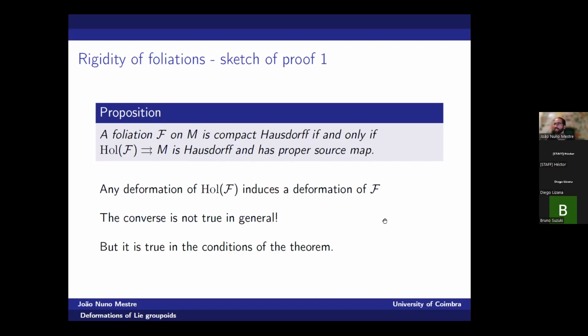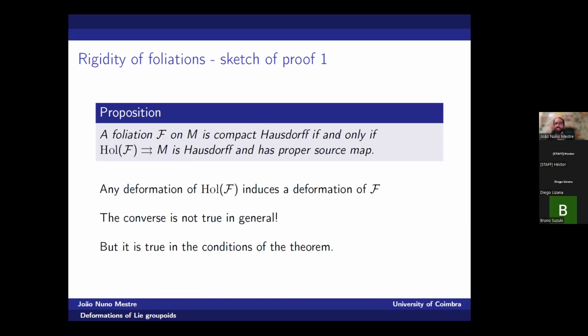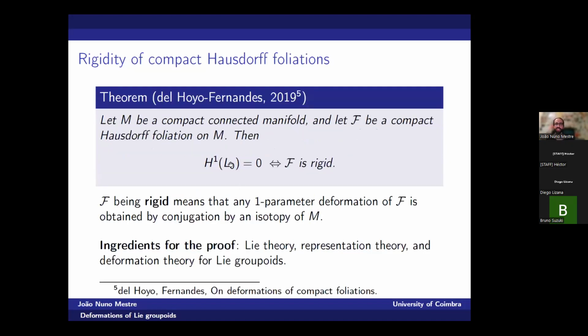On the other hand, and this is explained in the paper of Del Hoyo and Fernandes, if you are in the conditions of this theorem, so for a compact connected manifold and a compact Hausdorff foliation, if you take a deformation, then it will induce a deformation of the holonomy groupoid. And then our rigidity result will imply the rigidity of the foliation. Or rather, we can go through our rigidity results to prove that the rigidity of the foliation is equivalent to H1 of the leaf being 0. That's the correct statement.